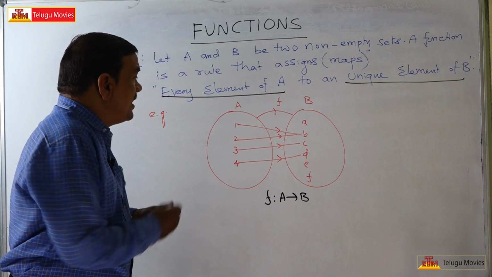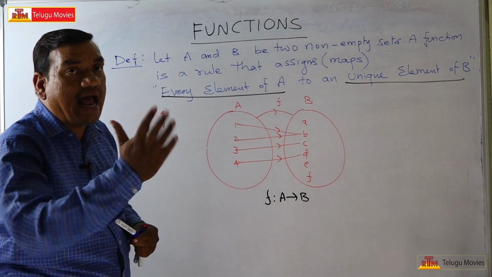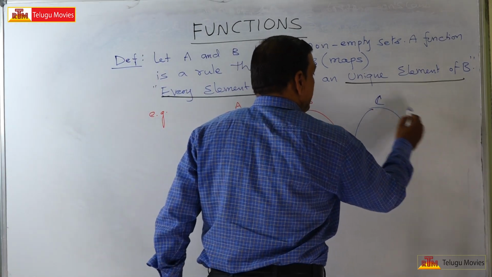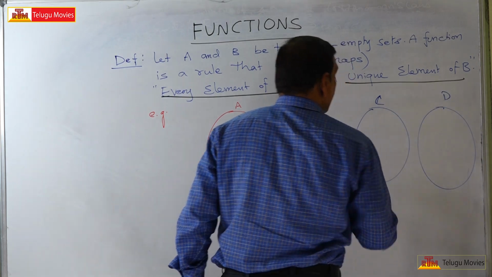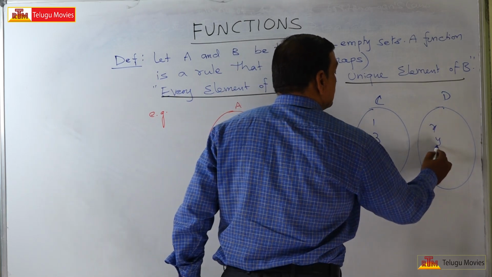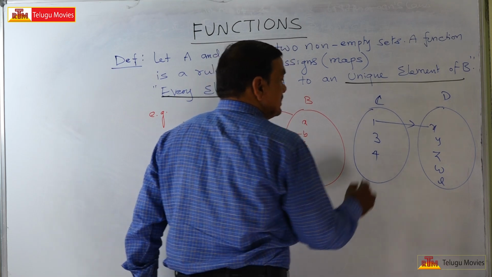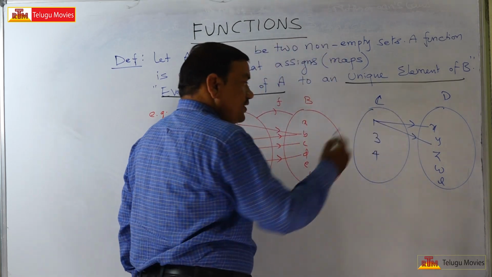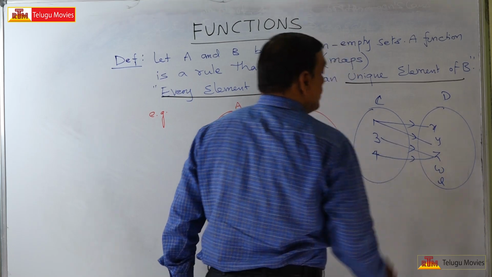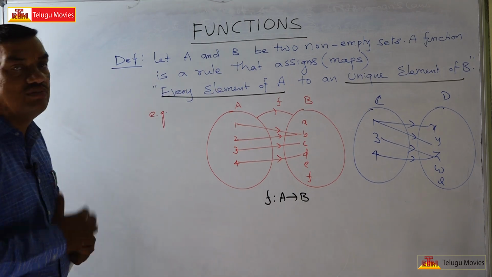I am writing another two sets here. Let us check whether a function happened from the first set to the second. For example, here set C and set D. I am taking here 1, 1, 3, 4, and here X, Y, Z, W, L. 1 is mapped onto X, 1 is mapped onto Y, 3 is mapped onto Z, 4 is mapped onto Z again. Now, is there any function from C to D?